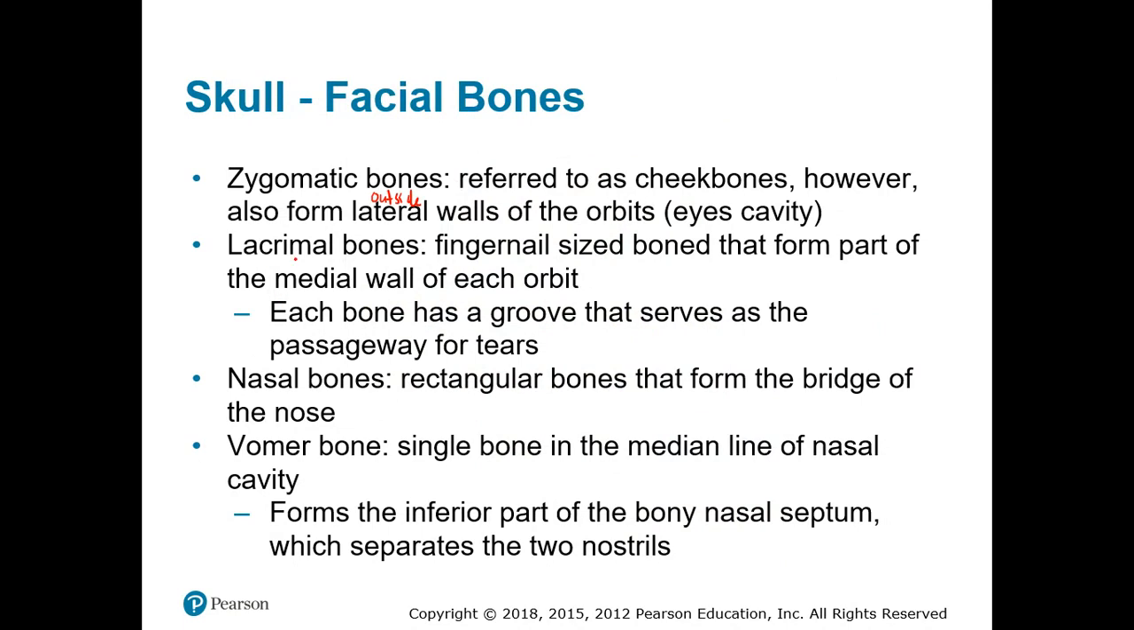The next one is your lacrimal bones. These are very, very small facial bones. They're about the size of a fingernail, and they form part of the medial wall of your eye orbit. Whenever we think of medial, that is the inside wall of your eye. Each bone has a groove, and in that groove is the passageway for tears. So when you cry, it's coming through a little bone marking for tears.